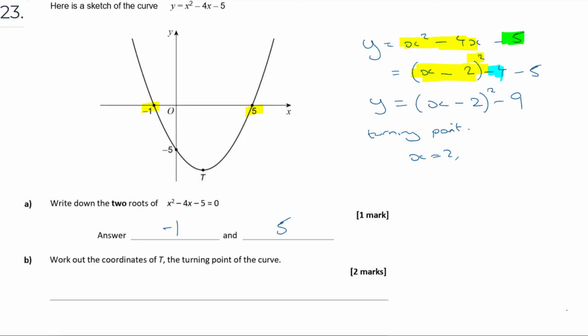And when x is 2, the first bracket will disappear and you'll end up with y equal to minus 9. So an easy way of thinking about it is the x value is just the negative version of the number in the bracket, and the y value is the one on the end. So it's going to be at 2, minus 9. So what are the coordinates of T? T has the coordinates 2, negative 9.